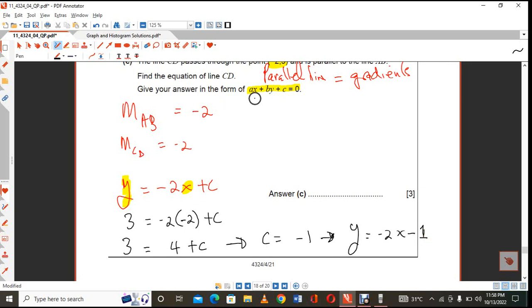However, we want it in this form, so I'm going to bring everything over. I'm going to have 2x plus y plus 1 equals 0. Make sure that you get that: 2x plus y plus 1 equals 0. Okay, that is the end of this question paper.